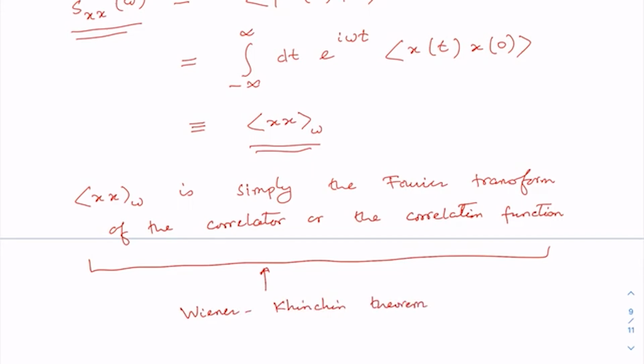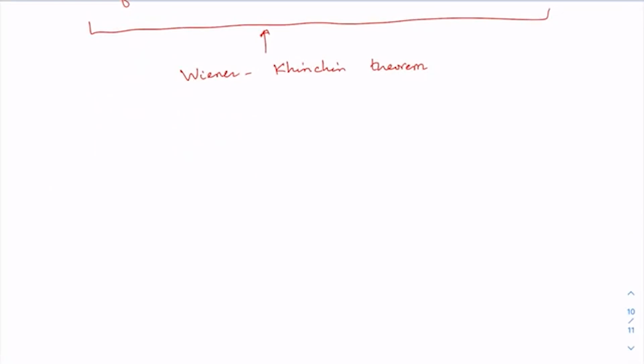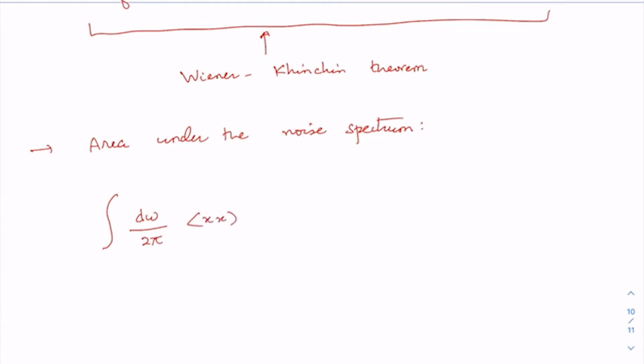So the Wiener-Khinchin theorem states that the noise spectrum is simply the Fourier transform of the correlation function, or the correlator. Now one can very easily calculate the area under the noise spectrum. What I mean by that is you just have to, conventionally with 2 omega, divide it by 2 pi, and this is the quantity we can calculate.